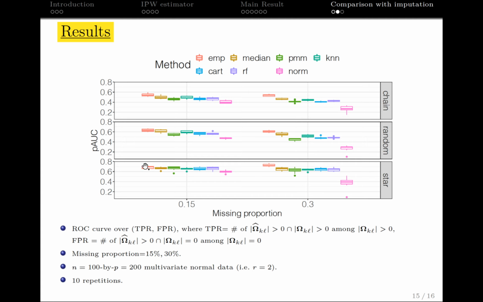Finally, we compare the AUC values by using the ROC curves. The red box plots are the AUC values from the IPW estimator, and they are all greater than the other imputation methods under different graph structures and different missing proportions. So this simulation study implies that the IPW estimator is not only theoretically grounded, but also empirically works well.